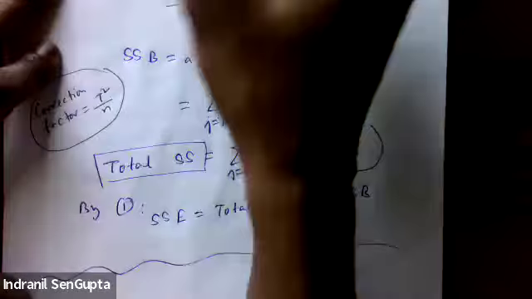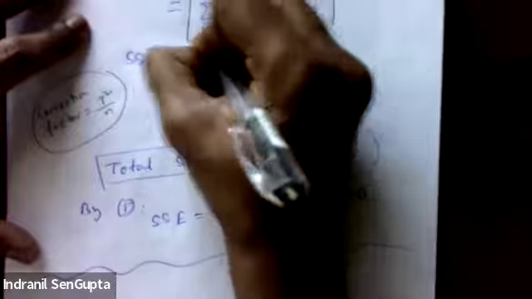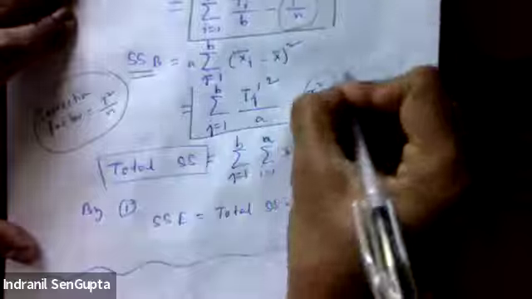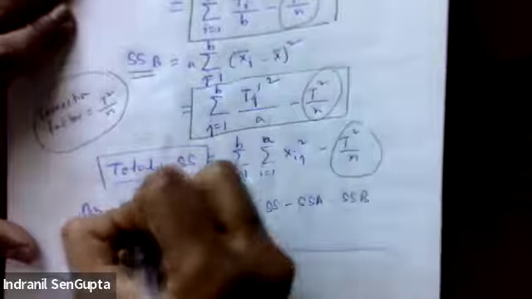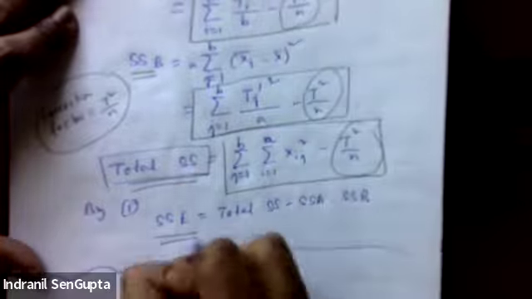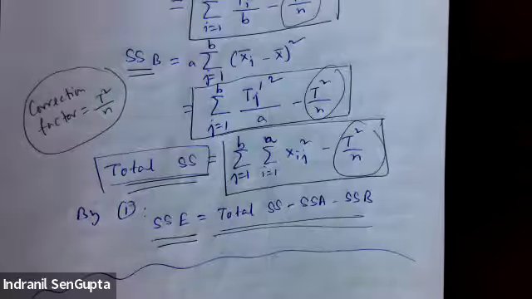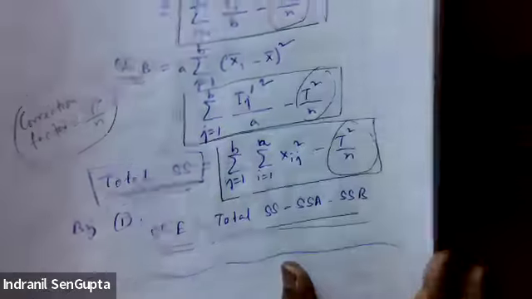In other words, I'm saying to you that there are nicer tricks for computing SSA, SSB, and then total SS. In effect, I can compute SSE by this. And from there, we'll be constructing the ANOVA table as before, and we'll be solving the problems. Okay, so that's it. So now let's see an example, so how this can be used in practice.